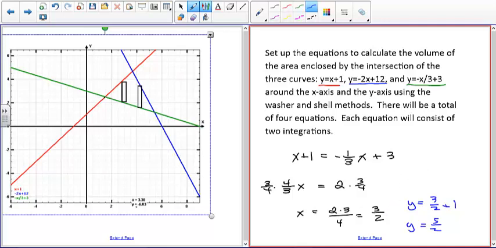So the coordinates of the intersection of this will be 3/2, comma, 5/2. So that's the green and the red.